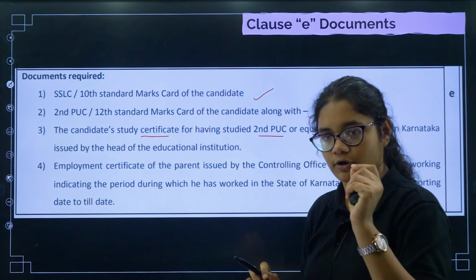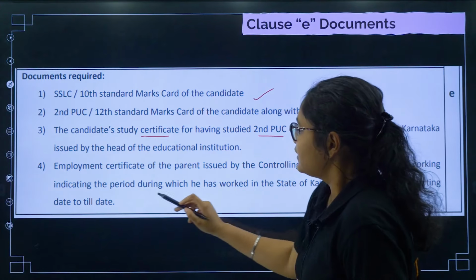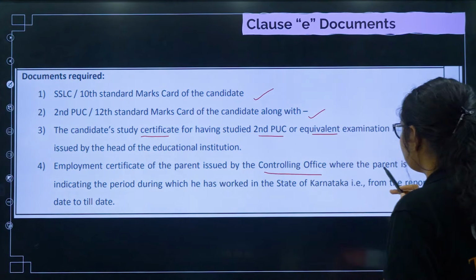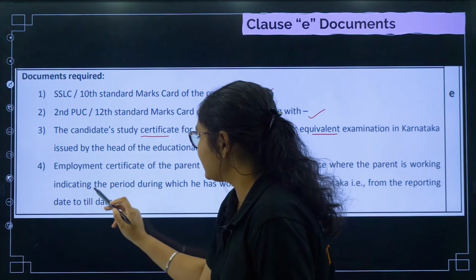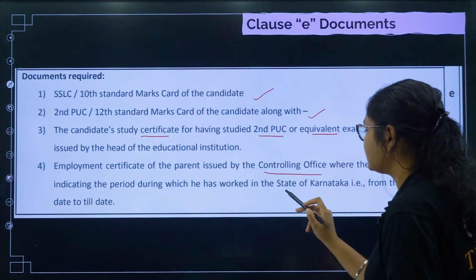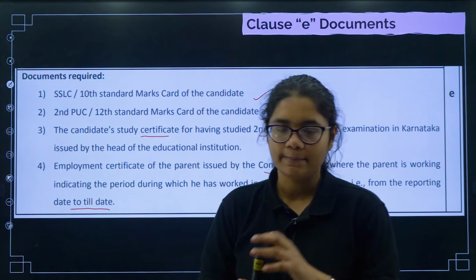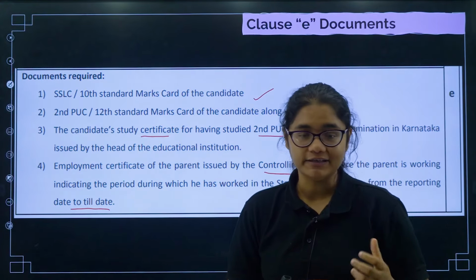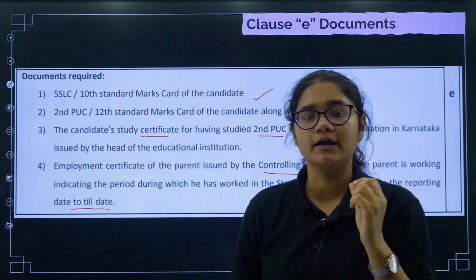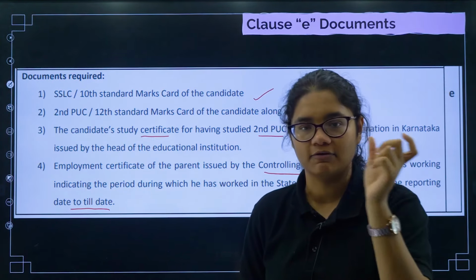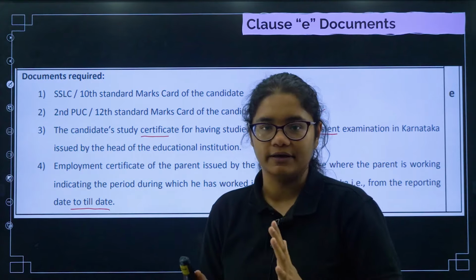Your 12th must be from Karnataka. Okay. Next, employment certificate of the parent issued by the controlling office where the parent is working, indicating the period during which he has worked in the state of Karnataka from the reporting date till date. Okay, so if your parent was in defense, their certificate with their joining date and the till date of what time they have worked in that should be given.